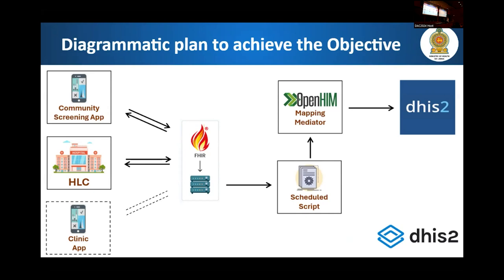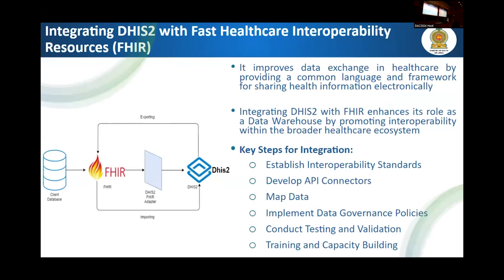So basically, that's what we have done, and there are key steps in integration. The Ministry of Health adopted the FHIR R4 standards, and for the legacy systems in the Ministry of Health, we had to develop a FHIR API, etc. Then we had to do the mappings between the current EMRs and DHIS2 supported data formats, implemented the relevant governance policies, and tested, validated, and also done some capacity building.